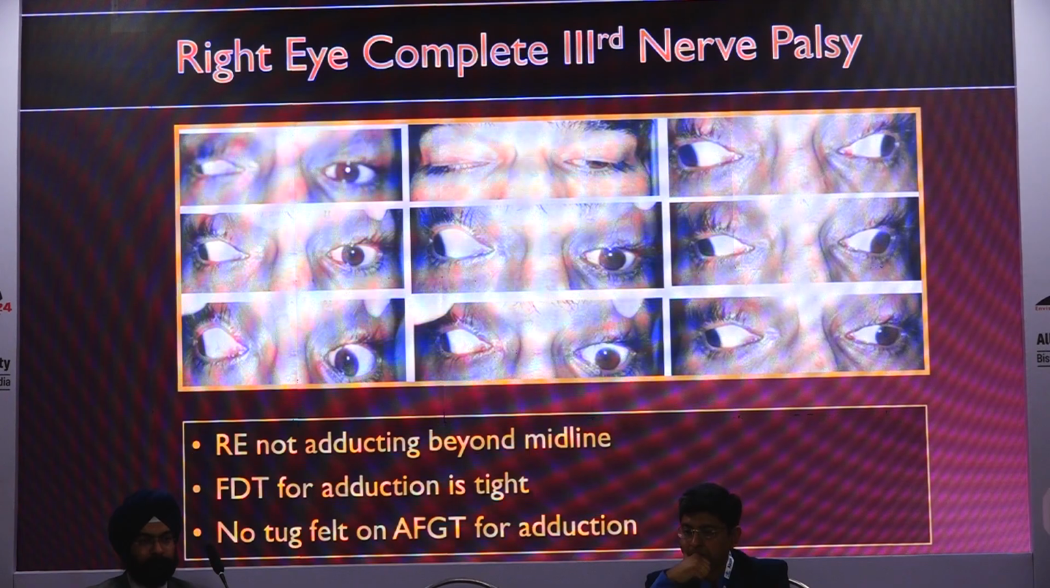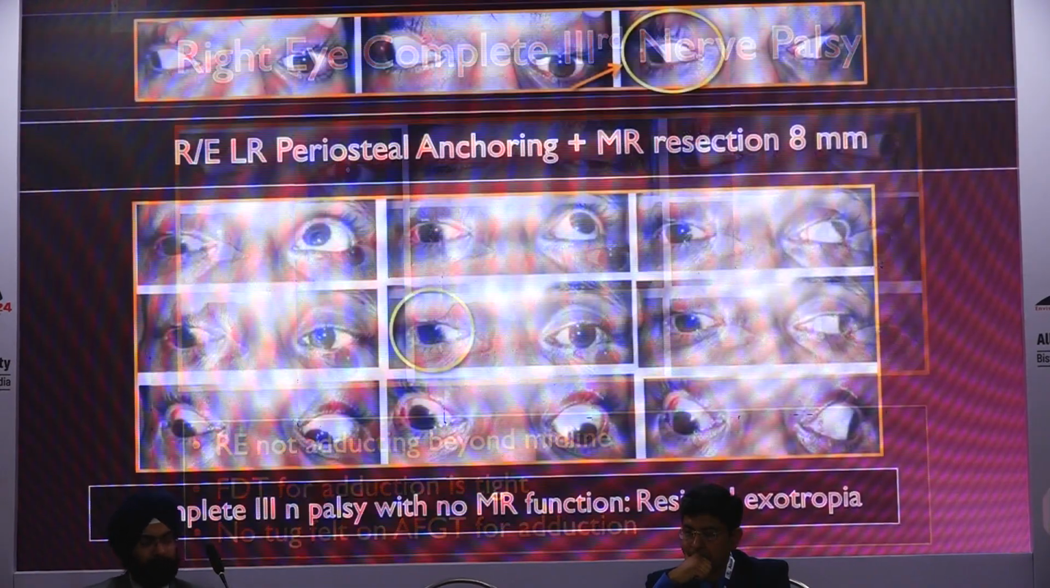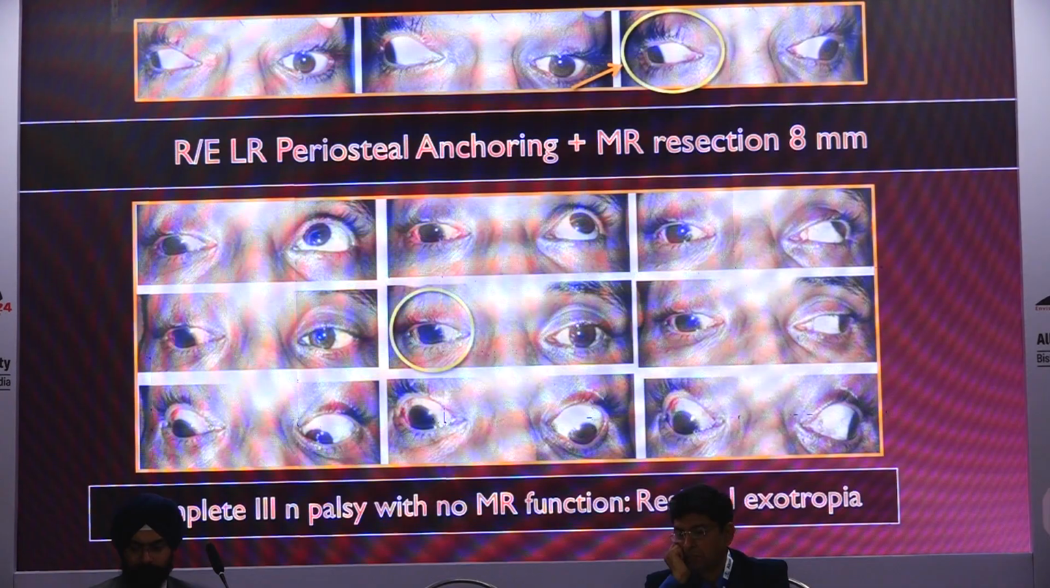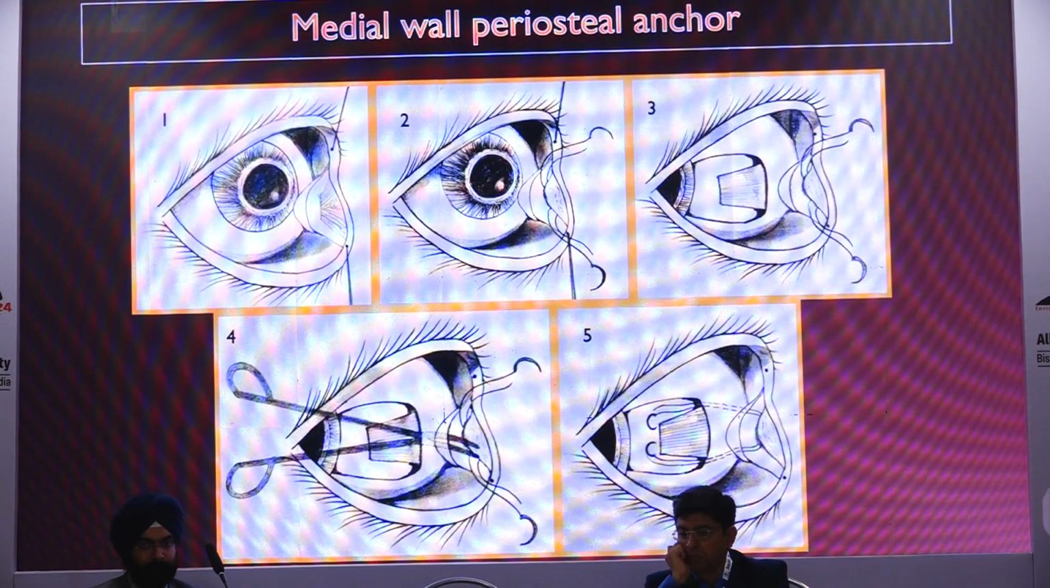So in this case of right eye complete third nerve palsy, a lateral rectus periosteal fixation was done along with a medial rectus resection. But due to no force in the medial rectus, we had a residual exotropia in the post-op period. So in these cases, we can fix the globe to the medial orbital wall, and we come to the next procedure, that is the anchoring of the globe to the medial orbital wall.